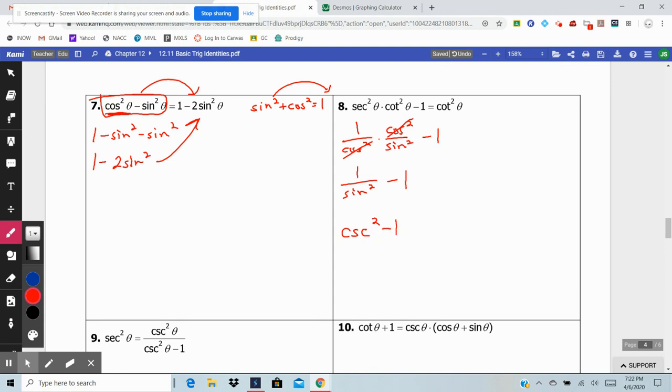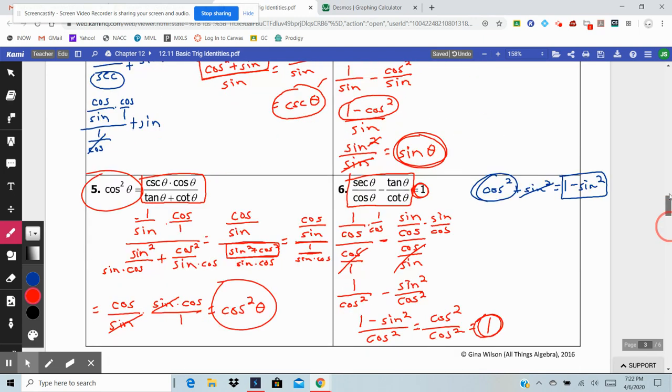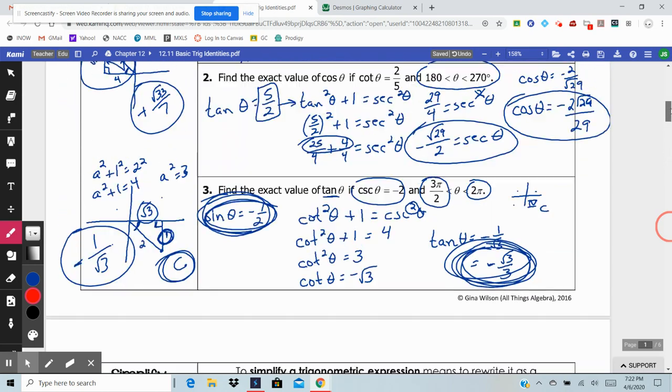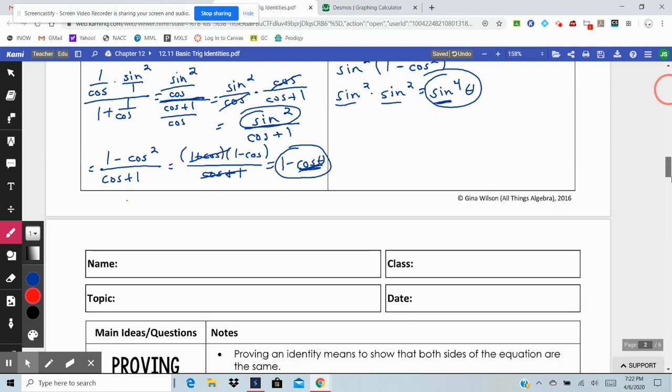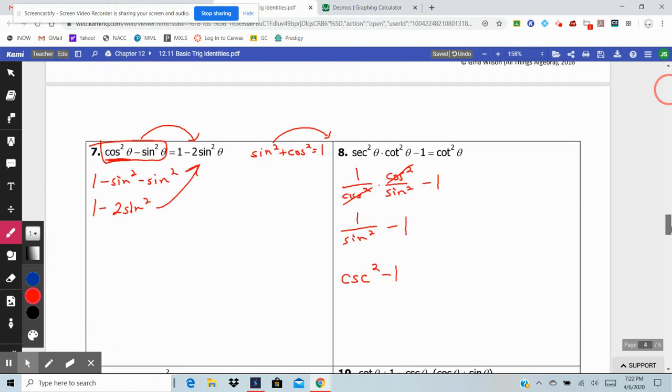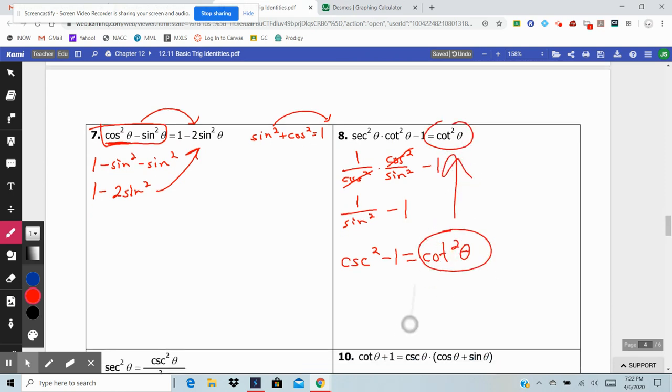And that is one of your, let's scroll back up and just show you. That is one of your Pythagorean identities. Cosecant squared minus 1 is right here. If you move the 1 over, you have cosecant squared minus 1 will equal cotangent squared. So now scroll back down. Cosecant squared minus 1, you can just replace with, again, cotangent squared. And so it checks out. Those two are equal.